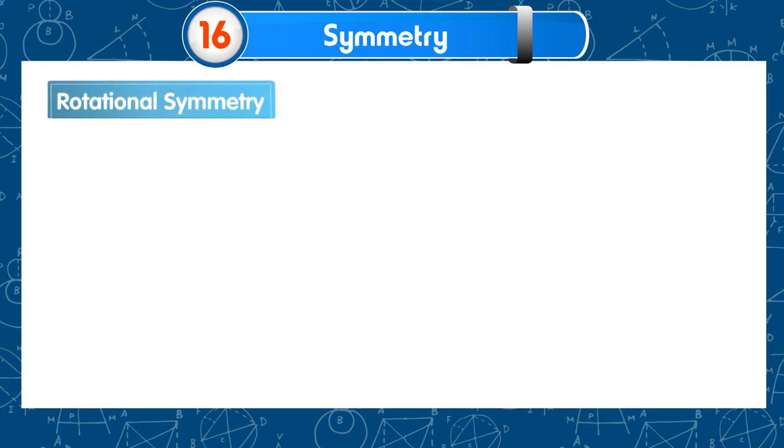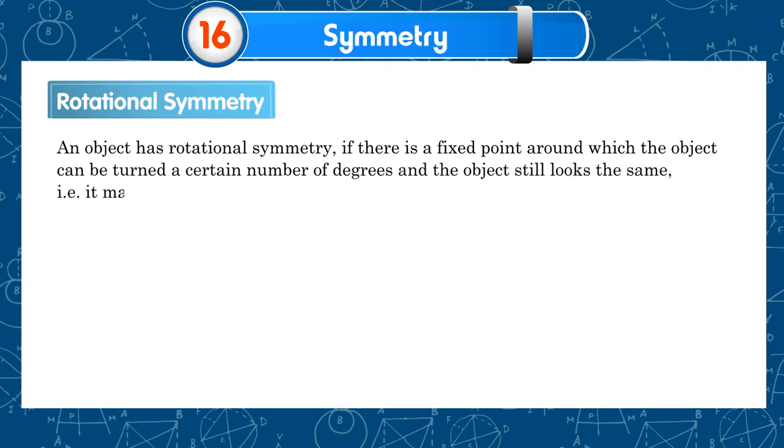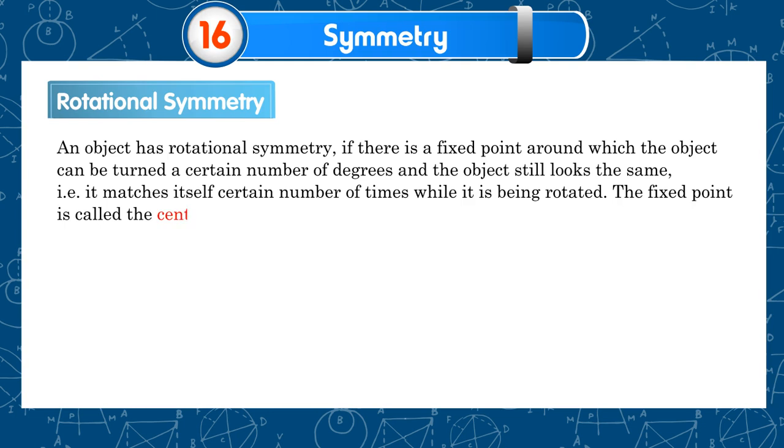Rotational symmetry. An object has rotational symmetry if there is a fixed point around which the object can be turned a certain number of degrees and the object still looks the same. That is, it matches itself a certain number of times while it is being rotated. The fixed point is called the center of rotation.